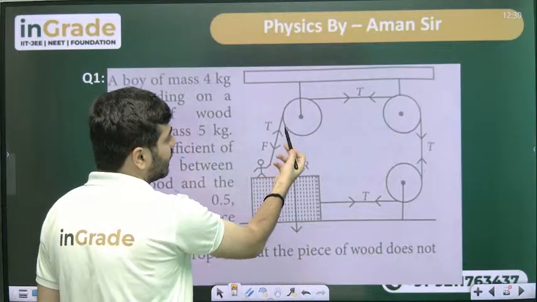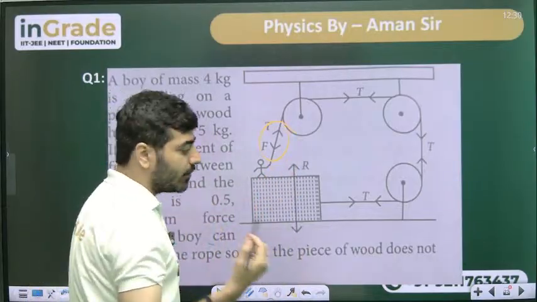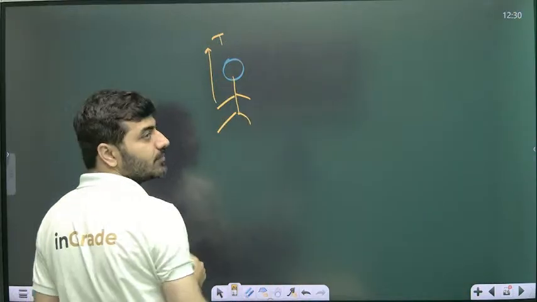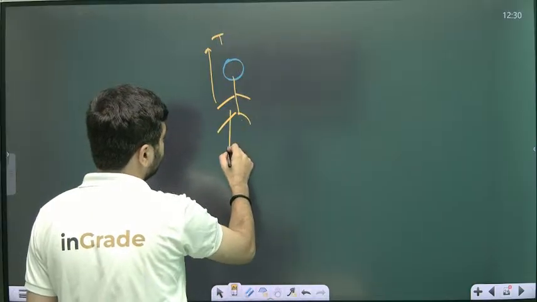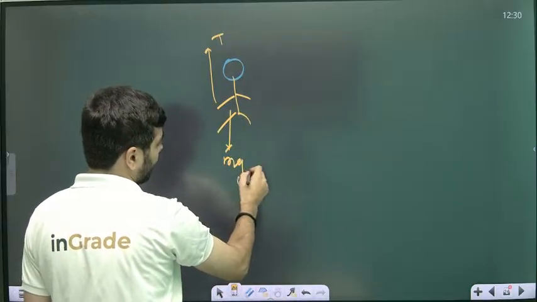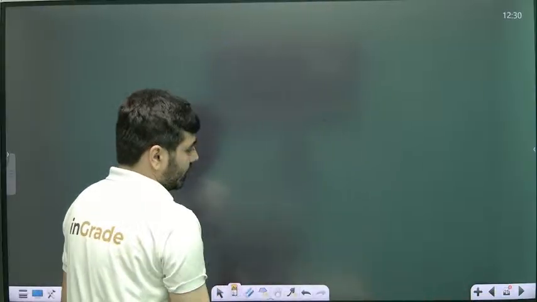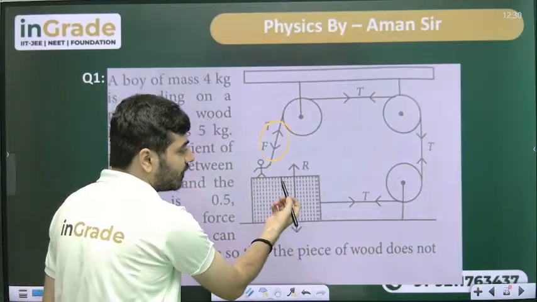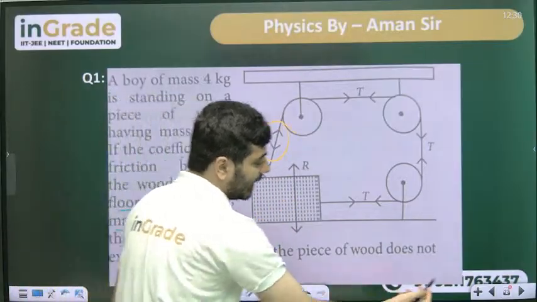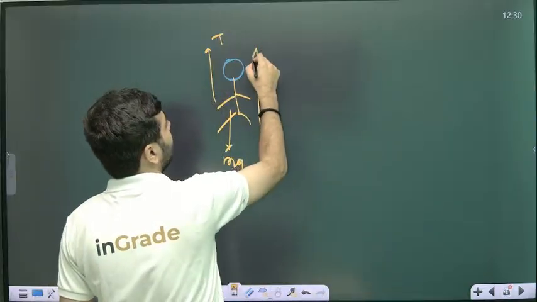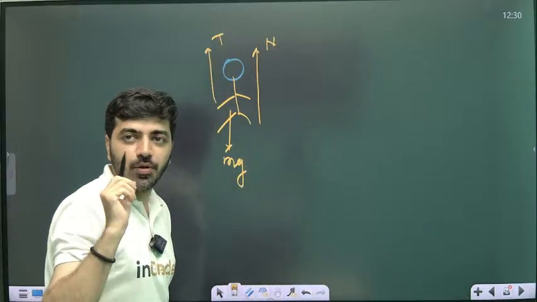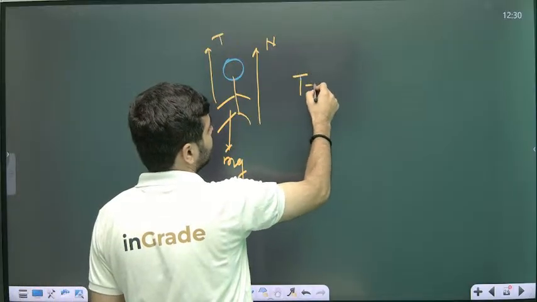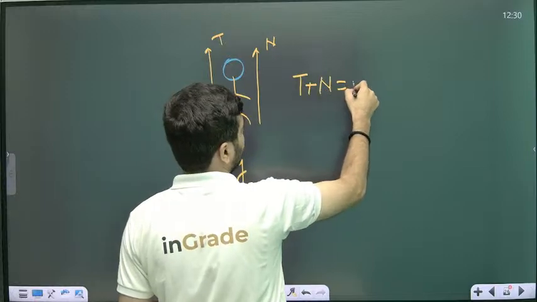Because this boy is holding a wire, tension T is acting upon it. The weight of the boy will be mg. Because of the mass of the boy, a reaction force, let's say N, is acting in this direction because of the wood block. Then, balancing the forces, T plus N equals mg.